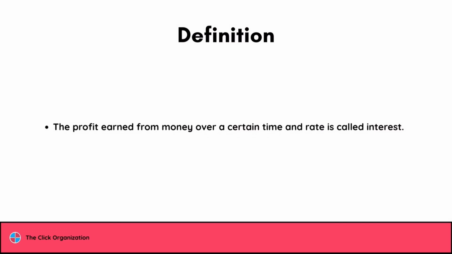The definition is that the profit earned from money over a certain time and rate is called interest. So you have a certain amount of money. You invest that money at a certain time, at a certain rate. The profit that you will earn on that money after a certain time and for a certain rate, that is called interest.